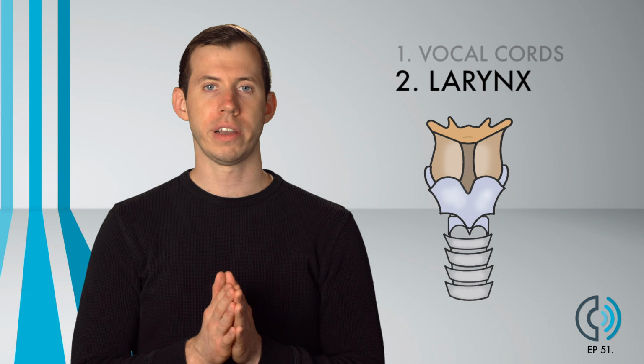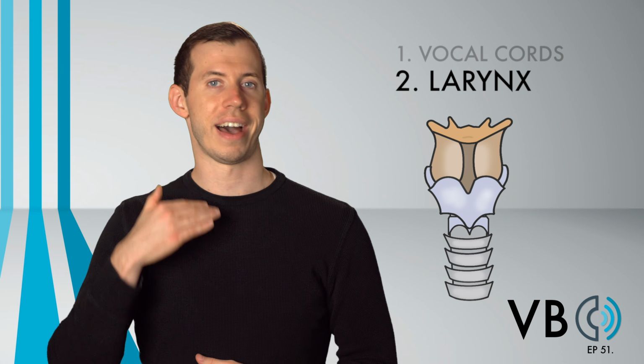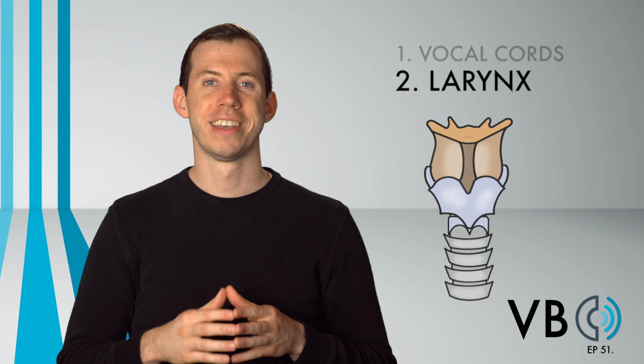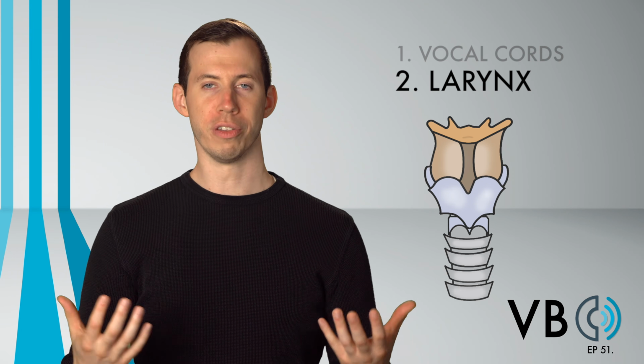Component number 2, the larynx. Remember that our larynx can rise and drop. The higher it is, the brighter the voice, and the lower it is, the darker the voice.